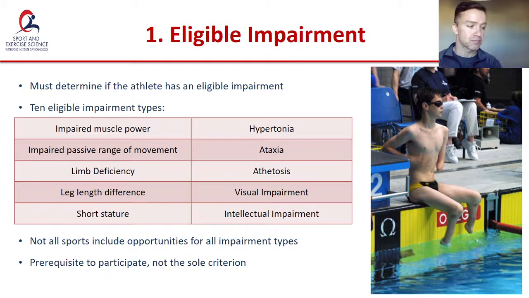Not all sports include opportunities for all impairment types. So although there are 10 types of impairments there, not all sports will have a competition class for an athlete with all disabilities. And it's important to note that this is a prerequisite for competition. It is not the sole criteria on how the person is determined to be eligible. So it is a prerequisite. You must have one of these 10 as a starting point for your classification process. If you don't have these, the process stops and there's no more.